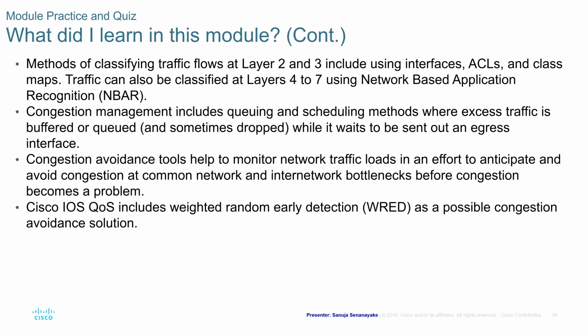We also learned the congestion avoidance tools help to monitor network traffic loads in an effort to anticipate and avoid congestion at common network and inter-network bottlenecks before congestion becomes a problem. So it is like an early detection system. And we also learned that Cisco IOS QoS includes weighted random early detection, also known as WRED, as a possible congestion avoidance solution.